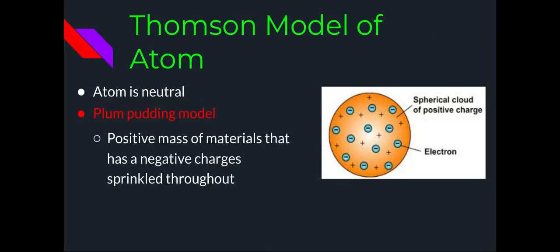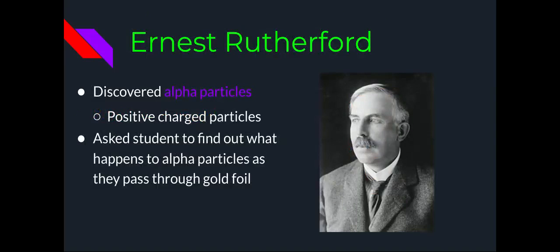He came up with his own model. His atom was a neutral model, and it's called the plum pudding model. This was basically a large mass of positive charge that had negative charges sprinkled throughout. The reason it's called the plum pudding model is like the raisins and nuts within plum pudding. So, just a blob of positive charge with electrons sprinkled throughout.